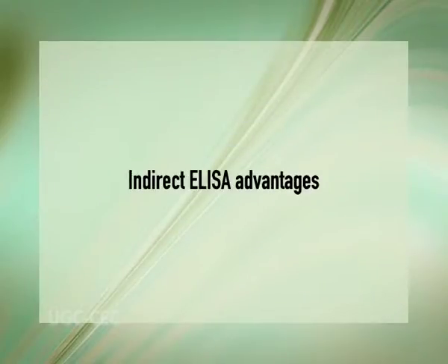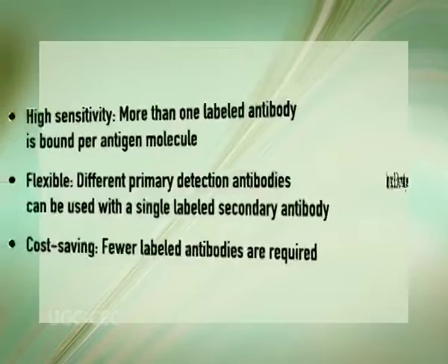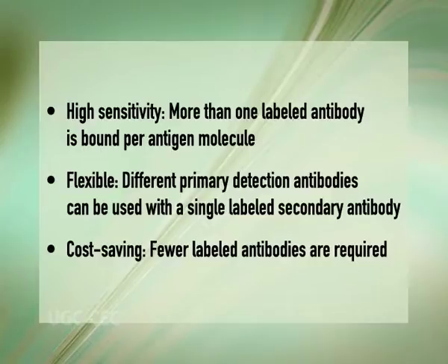Now coming to the indirect ELISA advantages. Number first is the high sensitivity, that is more than one labeled antibody is bound per antigen molecule. Number second is flexibility, that is different primary detection antibodies can be used with a single labeled secondary antibody. Number third is cost saving, that is fewer labeled antibodies are required.